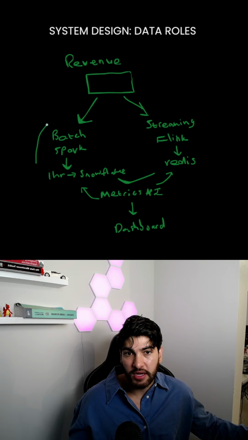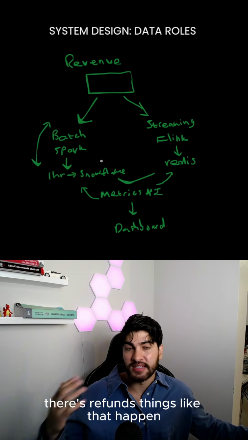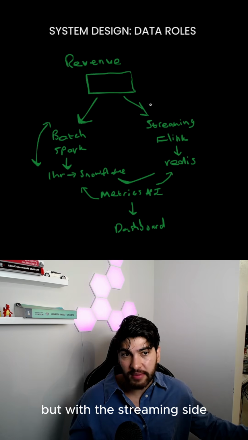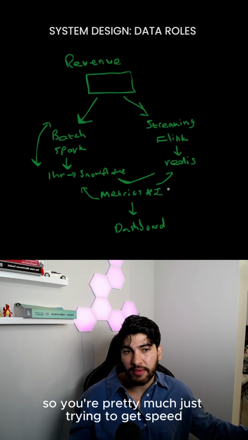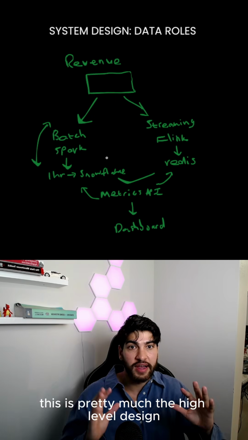of the pipeline takes into account late arriving data. And maybe there's refunds, things like that happen. This one has enough time to recompute the data. But with the streaming side, everything's really fast. So you're pretty much just trying to get speed, not exactly accuracy. So this is pretty much the high level design of what you would do here.